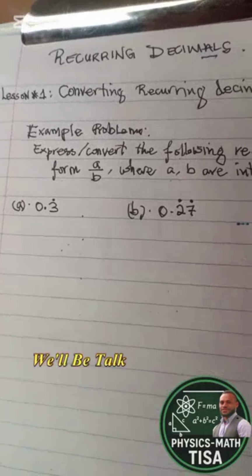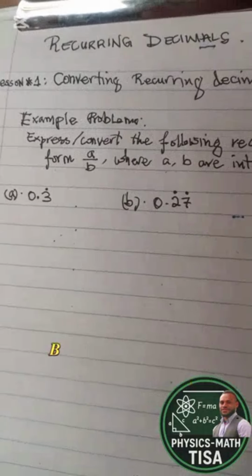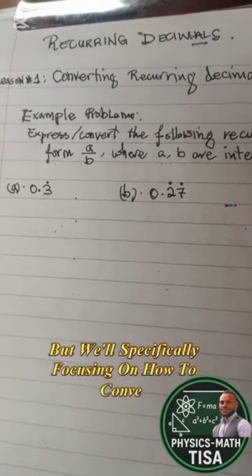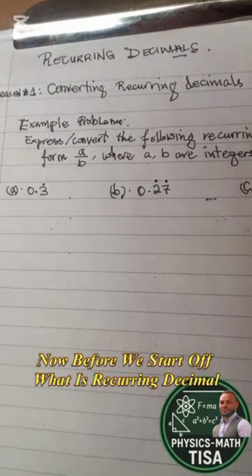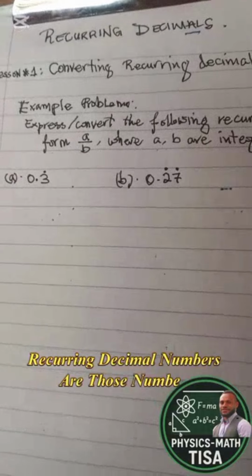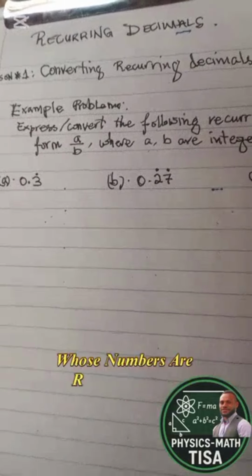In this lesson, we'll be talking about recurring decimals, but we'll specifically be focusing on how to convert recurring decimals to fractions. Now, before we start off, what is a recurring decimal? Recurring decimal numbers are those numbers after the decimal place whose digits are repeating themselves.